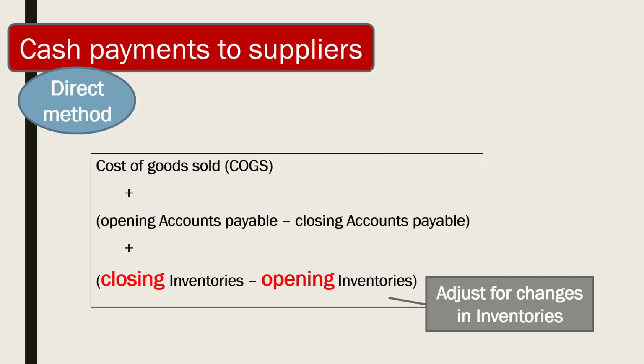The cash payments to suppliers will also need to be adjusted for changes in inventories. The reason for this is that the cost of goods sold will only include items from inventories that we actually sold. If, for example, our firm increased its level of inventories during the year, its purchases from suppliers will be more than its cost of goods sold.